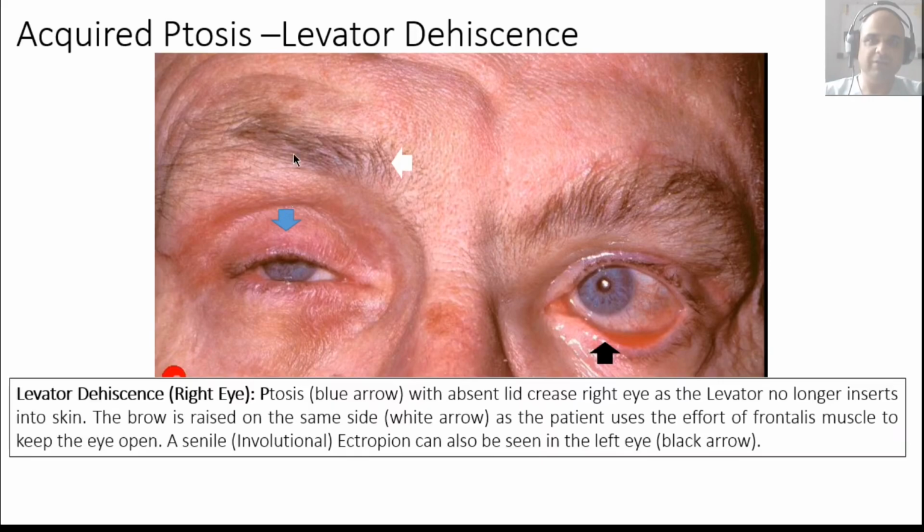The brow is higher because the patient is using the mechanical effect of the frontalis muscle, because the skin of the forehead continues as the skin of the upper lid. So when you contract your frontalis muscle, you can open the eye a little bit. You can also notice the absence of a lid crease, and the lid crease is simply absent because the levator disinserted from the tarsal plate as well.